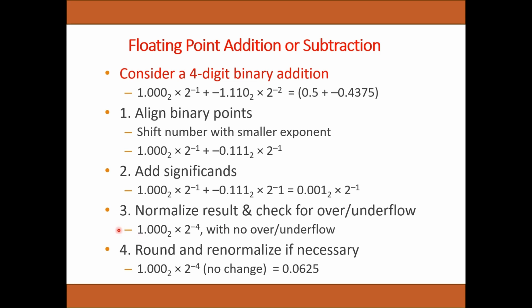Now in the third step, you have to normalize the result and check for over or underflow. So this is the result, right? Subtracting these two numbers, but this is not in a normalized form. In the normalized form, the most significant digit is a 1. That means you will be shifting the binary point to the left, and then you have to adjust the exponent. It will be more negative, because you are increasing the mantissa, so you have to decrement the exponent. So in the normalized form, it will become 1.000 into 2 to the power minus 4.